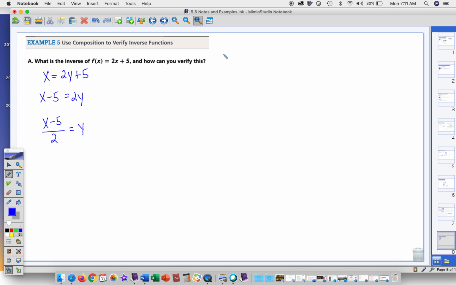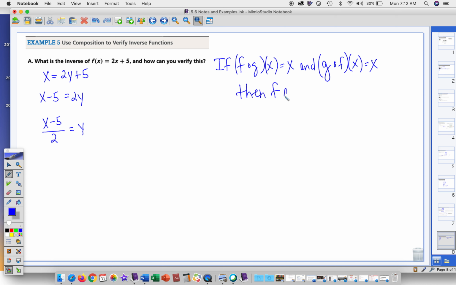Okay. Now, how can we verify this? Well, remember our compositions from the last section, if f of g of x is equal to x and g of f of x is equal to x, then f and g are inverses.